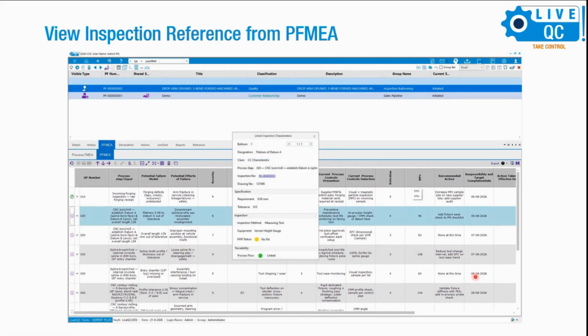Now you view the inspection reference for the PFMEA. You will be able to see what are all the inspection references that are coming over there, which is linked and which is not linked. Information comes right there itself.